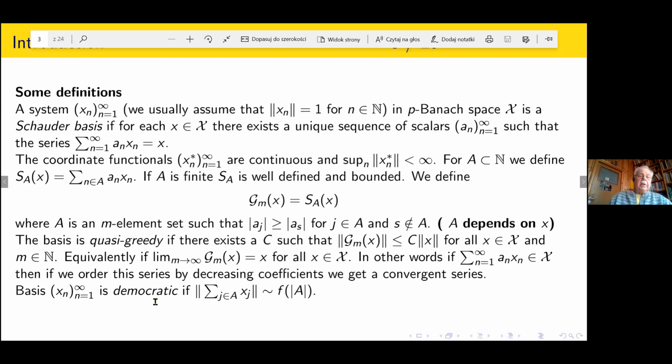Okay, and the next definition is that the basis is democratic. This definition means that whenever we take a sum of elements from the basis, a finite sum but arbitrary, the norm of the sum effectively depends only on the number of elements. This is why Volodya Temlyakov, who I think with Stephen Konyagin, officially put this name, and this is kind of a political joke, let's say.